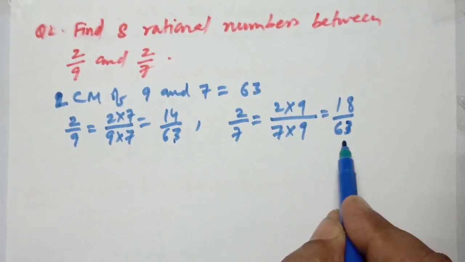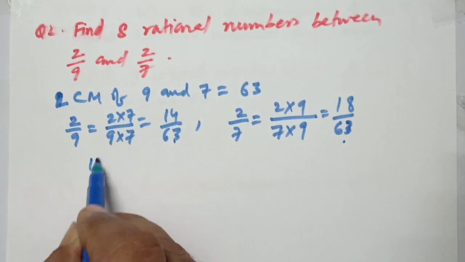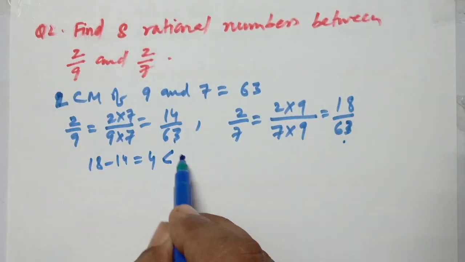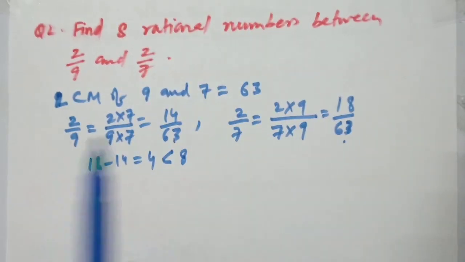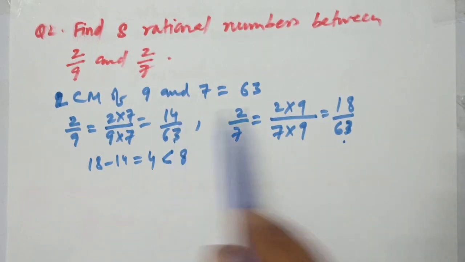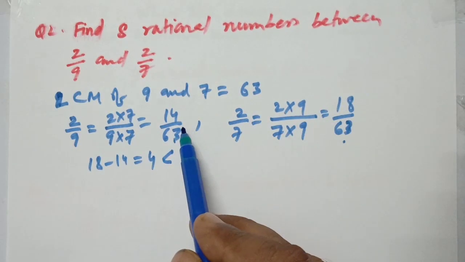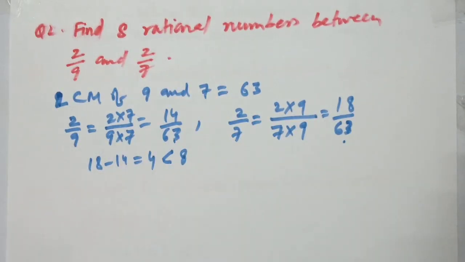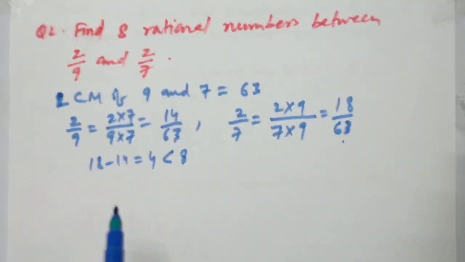Now the denominators are the same, but when we see the numerators, 18 minus 14 is 4, which is less than 8. So we have to increase the difference of the numerators. For that we again multiply by some number. Here you can see the difference is 4. So if you multiply by say 2 or more than 2, any number more than 2, the difference will be more than 8. So let us multiply them by 3.